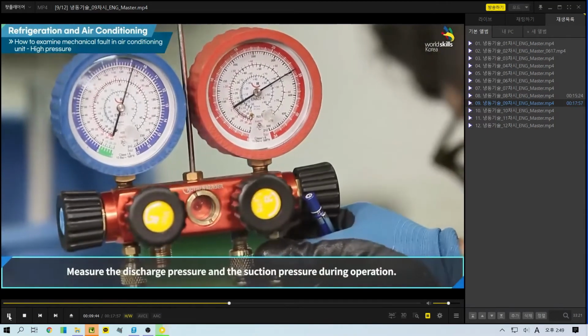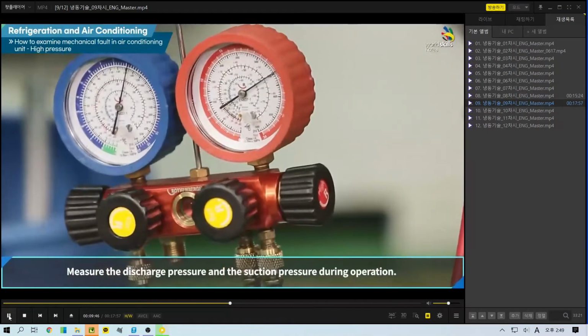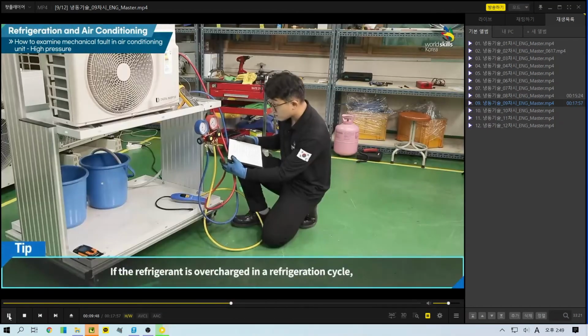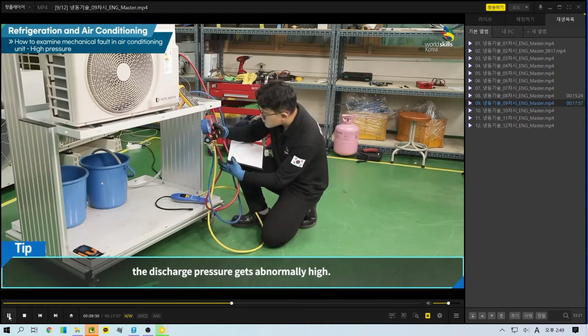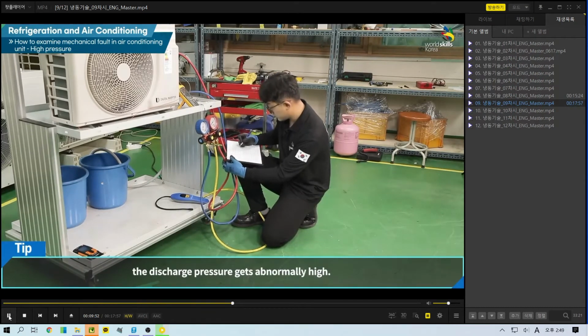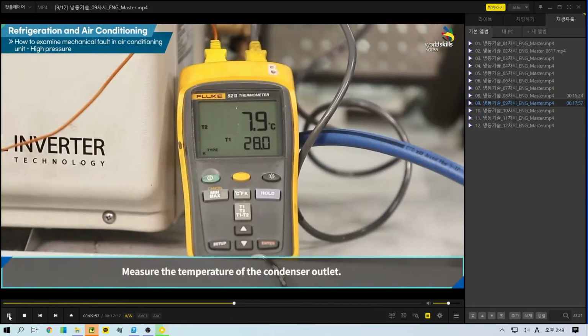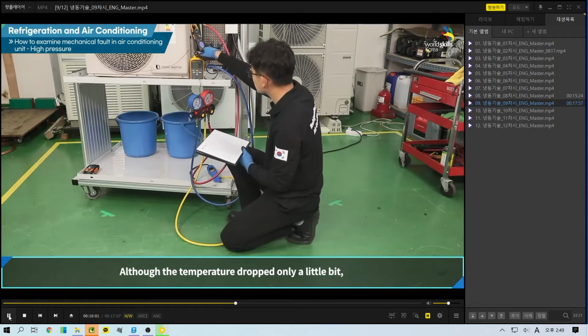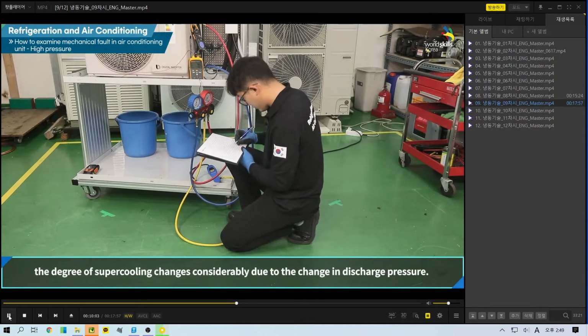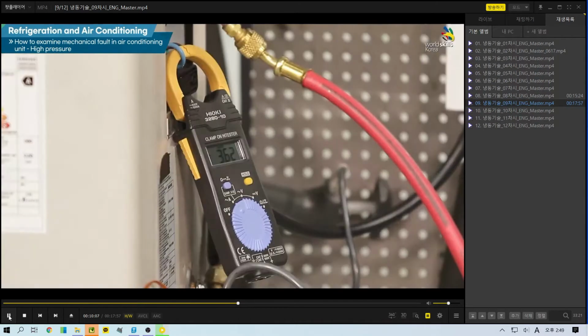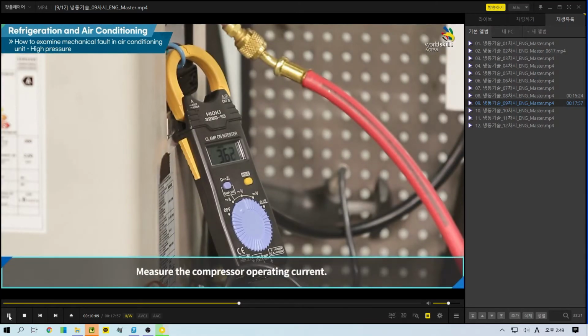Measure the discharge pressure and the suction pressure during operation. If the refrigerant is overcharged in a refrigeration cycle, the discharge pressure gets abnormally high. Measure the temperature of the condenser outlet. Although the temperature dropped only a little bit, the degree of supercooling changes considerably due to the change in discharge pressure. Measure the compressor operating current.